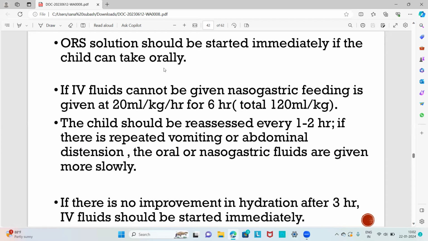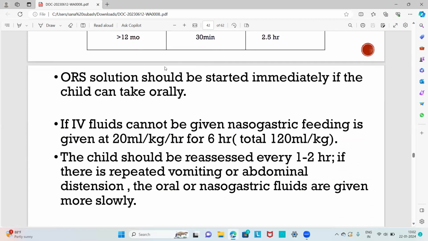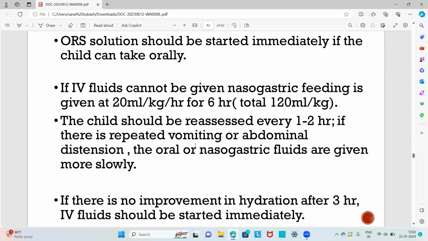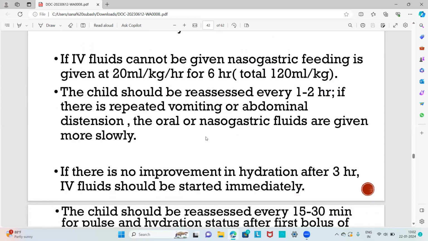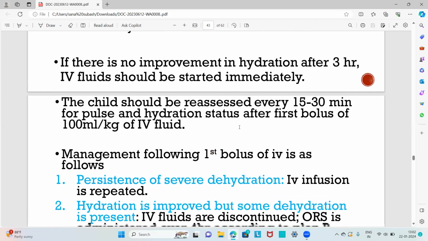IV fluids are the treatment of choice for severe dehydration. If IV fluids cannot be given for some reason, nasogastric feeding is given at 20 ml per kilogram per hour for 6 hours. The child should be reassessed every 1 to 2 hours. If there is repeated vomiting or abdominal distension, the oral or nasogastric fluids are given more slowly. If there is no improvement in hydration after 3 hours, IV fluid should be started immediately.